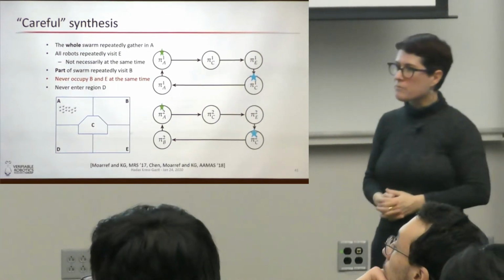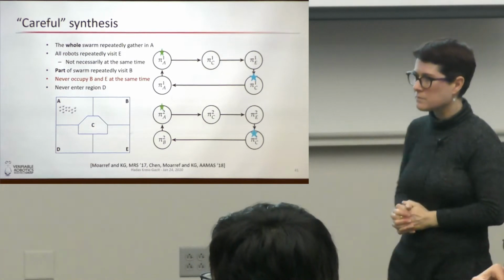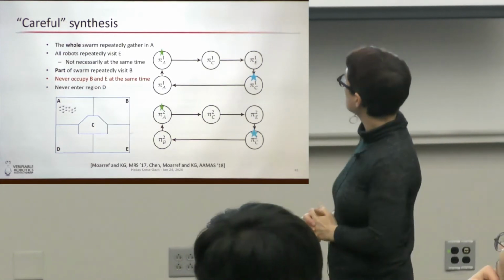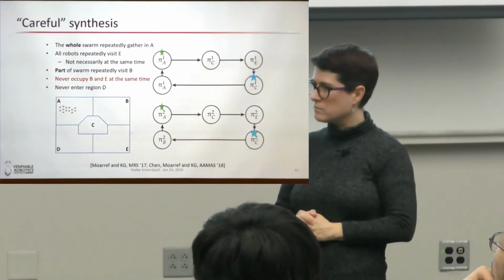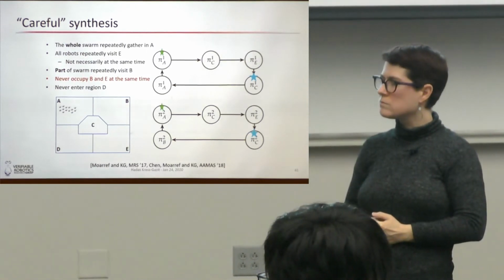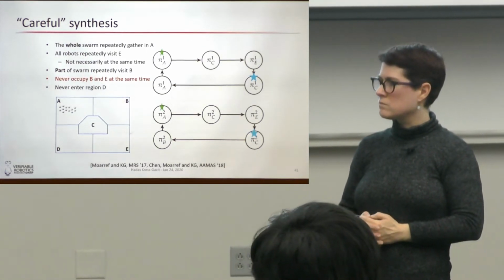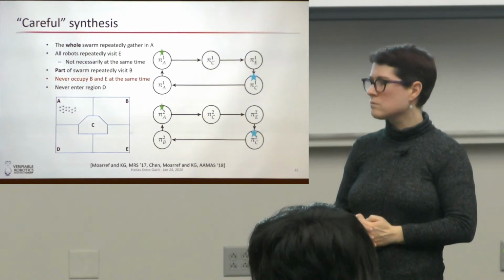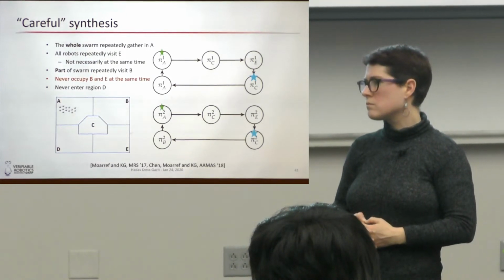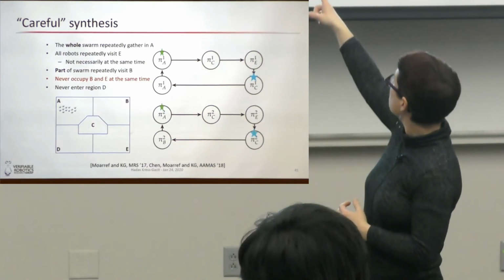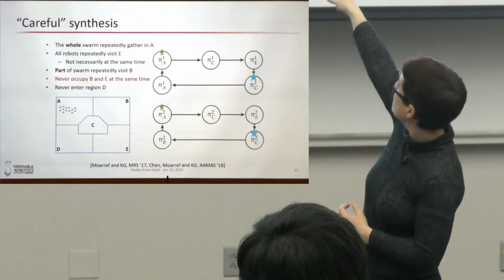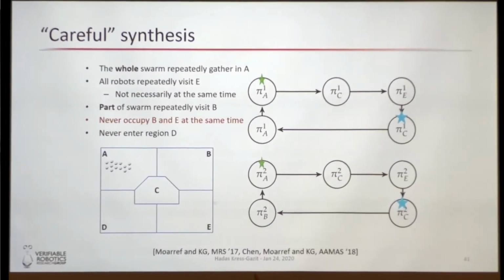Yes? I guess this slide's fine. So if you have never occupy B and E at the same time, so I recognize you can't have the swarm go from B to E, that's impossible. Can't we have a collection of specifications, I don't know what you call it, come up with a set of policies that would just prevent the swarm ever being in B and E? But then it doesn't satisfy all robots repeatedly visit E, and some of the robots have to visit B. Oh, okay, so it contradicts them. Yes. So then would your thing come up with a conclusion that says not possible?